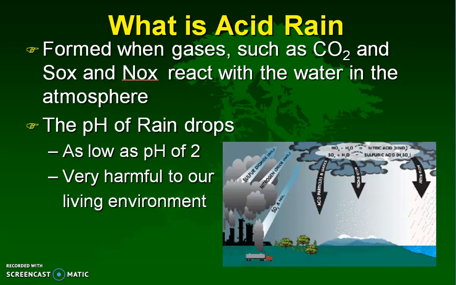nitrogen oxides. As we know, normal rainwater is impure in nature and has some acidic value, and that acidic nature is due to the presence of carbon dioxide, which reacts with the water vapors and forms carbonic acid. And this is very harmful to the living environment.